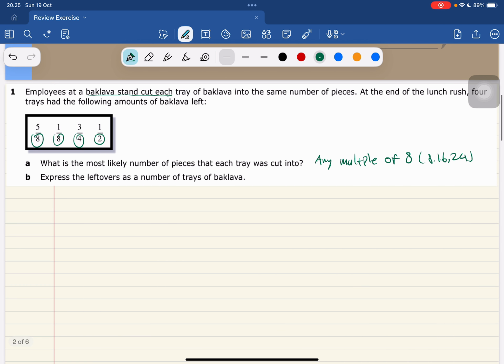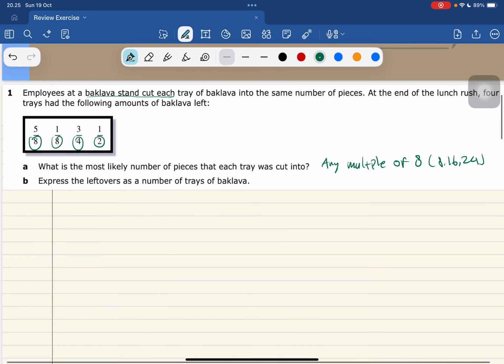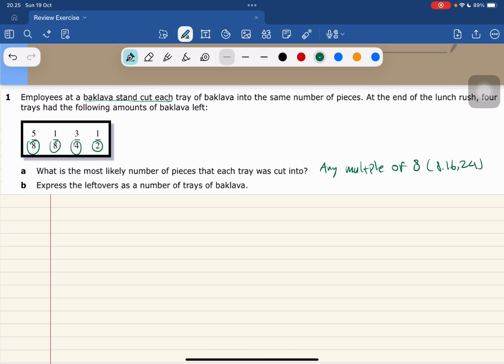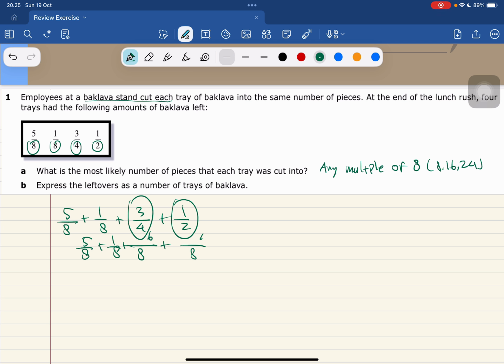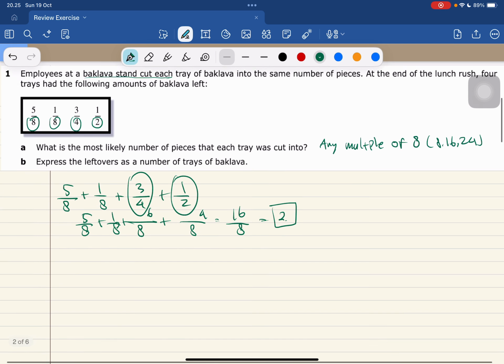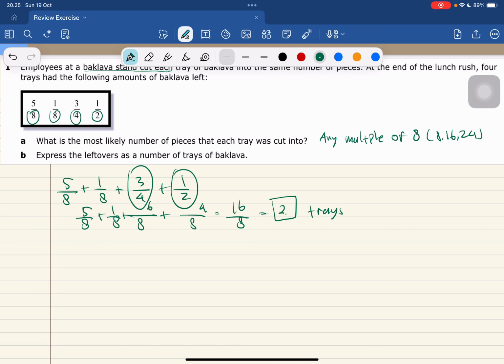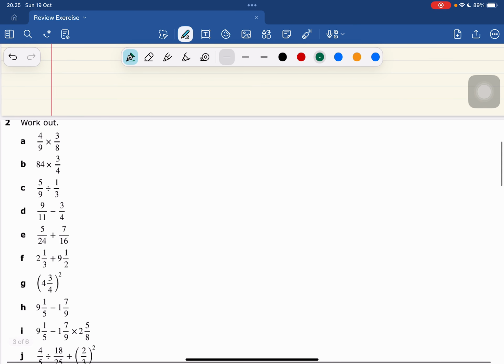Here, express the leftover as a number of trays of baklava. So we can make it 5/8 plus 1/8 plus 3/4 plus 1/2. Let's change it to over 8: 5 over 8 plus 1 over 8 plus 6 over 8 plus 4 over 8. This is 16 over 8, which is 2. So 2 trays of baklava.